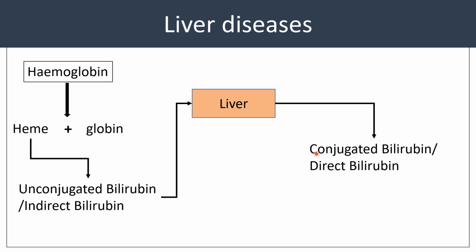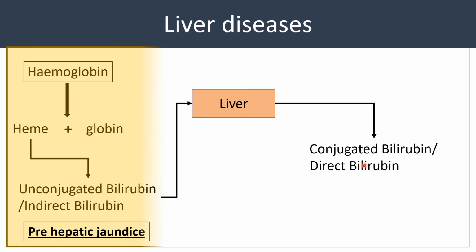So this is the normal heme catabolism. This is how normal hemoglobin will get catabolized. Let's see what happens in jaundice. We have three types of jaundice. The first one is prehepatic jaundice. In prehepatic jaundice, there will be increased RBC breakdown, for example in sickle cell anemia and thalassemia. In all these conditions, there will be increased RBC breakdown, then increased hemoglobin released. So a greater amount of unconjugated bilirubin will be formed. So in prehepatic jaundice, the unconjugated bilirubin level will be elevated.